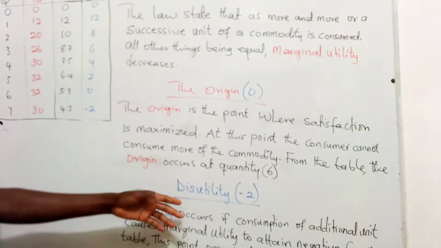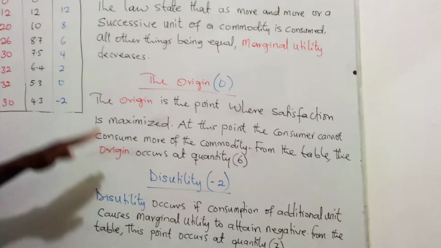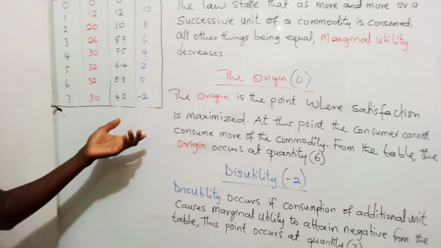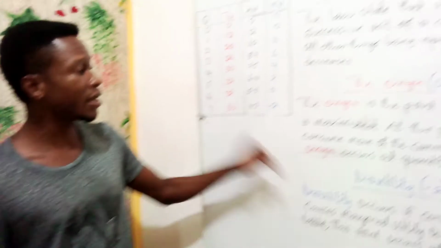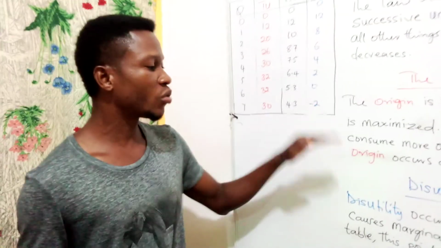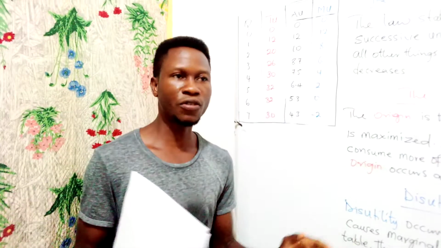And in examination work, the examiner can ask you to state the quantity at which there is dissatisfaction. Is that okay? Or they can ask you what is the meaning of the negative marginal utility. It means that there is disutility. The consumer is no longer deriving any satisfaction from the last unit consumed. Is that okay? Okay.